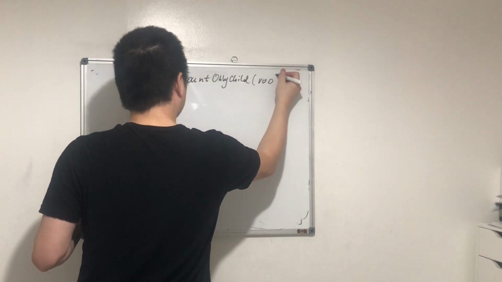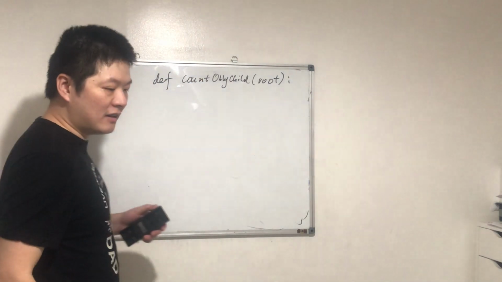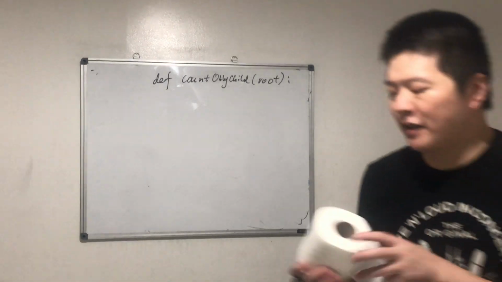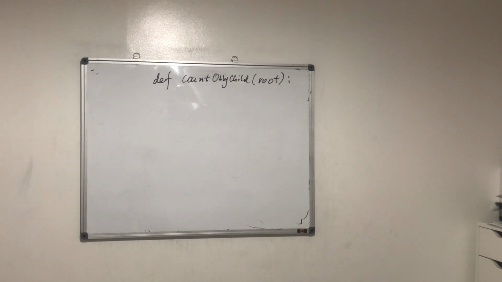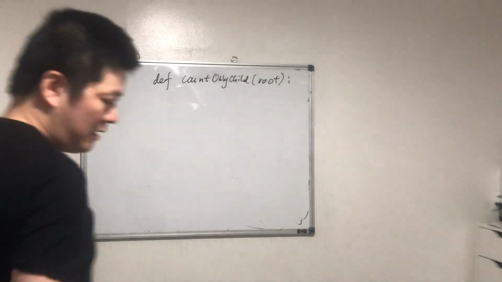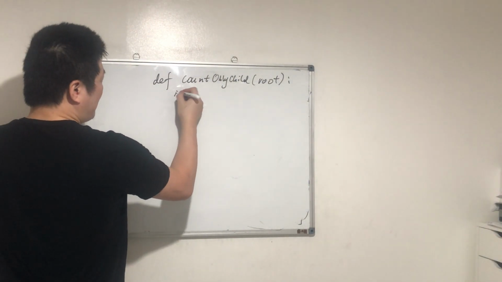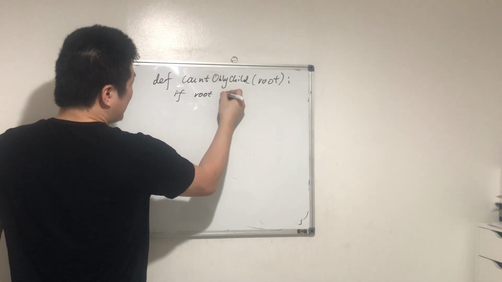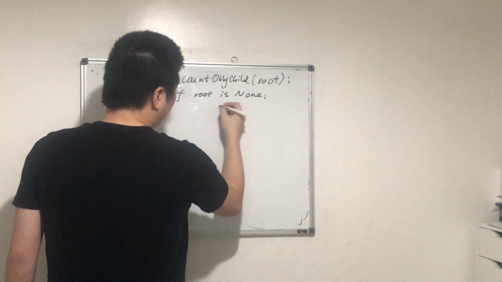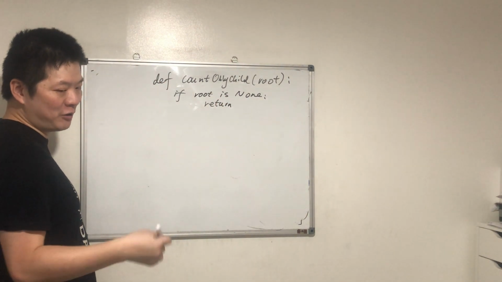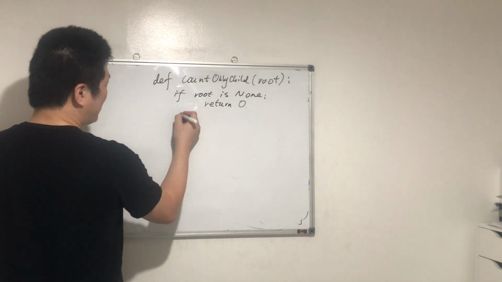Root. So what is the data structure we use in Python to implement a queue? deque. And what does deque mean? Double-ended queue. Okay, so at the beginning, if root is None, what should we do? Return 0, if you want to count. Then we import the deque.